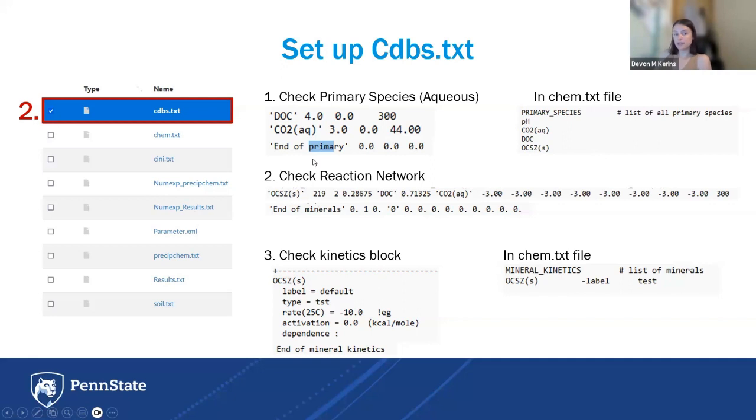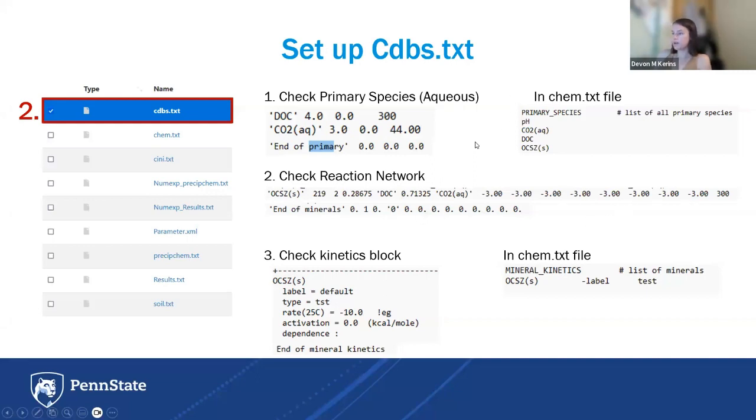So next we'll check our reaction network, and this will be our kinetically controlled reaction. It will be spelled out in this reaction network. Again, this will be in a block that's called mineral. You'll see this block in the database by the end of minerals here. Anything above this line will be your reaction networks. So you can see this is the reaction network for our solid phase.